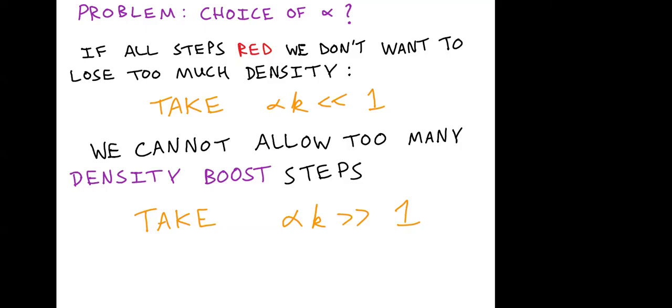So you definitely want alpha times k to be big, because otherwise you could just be slowly increasing the density. I've increased it from 80% to 90%, and that's all I've done in my life. That's no good. And these seem to be contradictory requirements, right? So it seems like we had this very nice story of how we should be maintaining the density, doing red steps, but it all falls down because we can't choose the value of alpha.